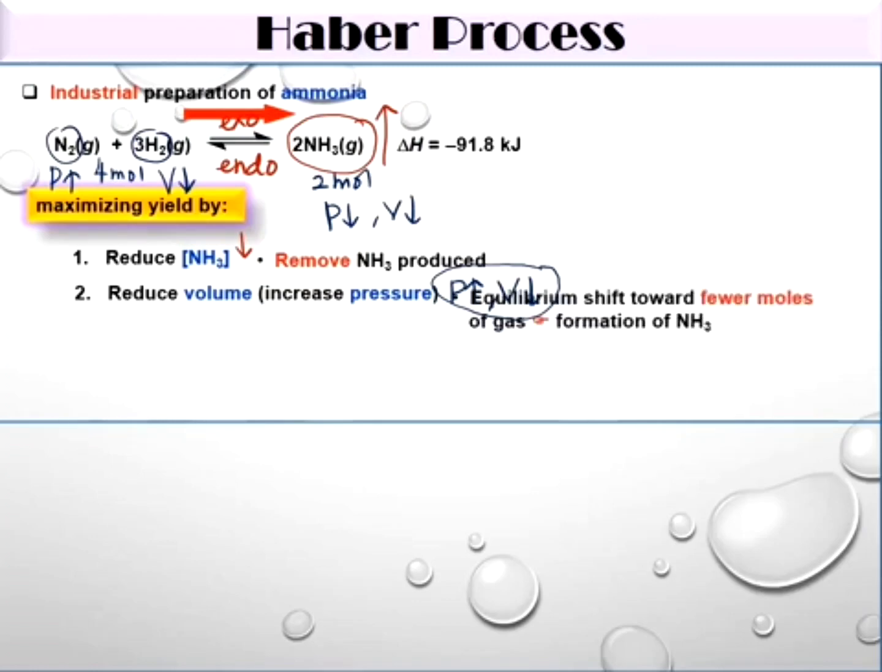Method ketiga, okay? Method ketiga, kita akan reduce temperature. So if we reduce the temperature, dia akan favorable endothermic ke exothermic? Saya kata kalau temperature rendah, dia akan favorable. Yes, dia akan favorable endothermic reaction. So bila dia favorable endothermic reaction, dia akan pergi kepada right side, produce more ammonia. Boleh kelas? Okay, boleh.